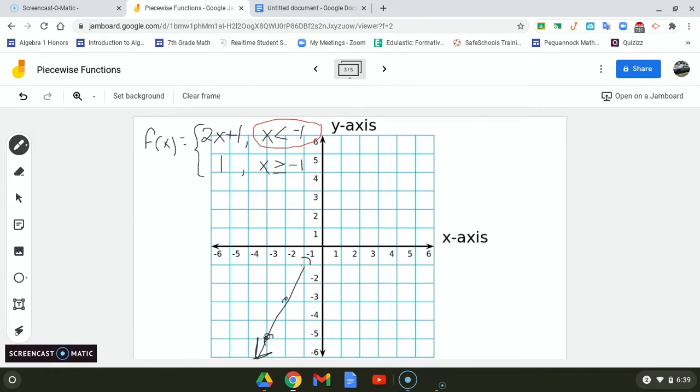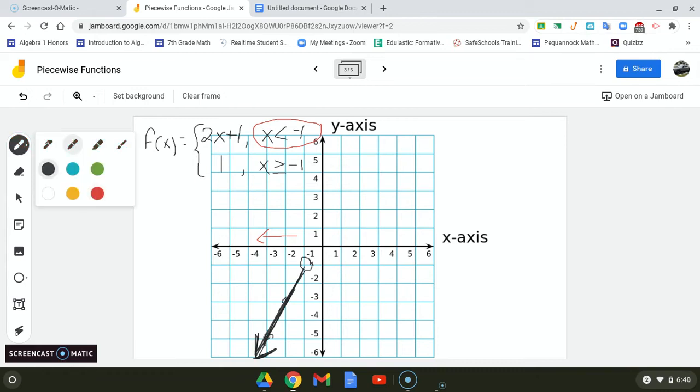Hopefully my open circle comes out again. So you can see I open circle that. And then this is the part of that graph that we're really concerned with, because this is all of those values when x is less than -1. So remember, x is less than -1. We're at -1. We want to go in this direction, right? Okay, so now let's graph the other one.